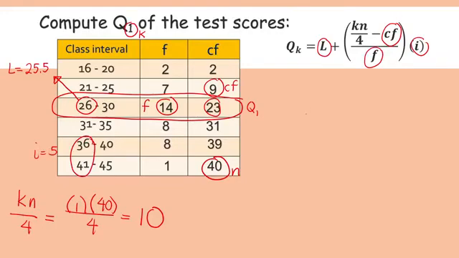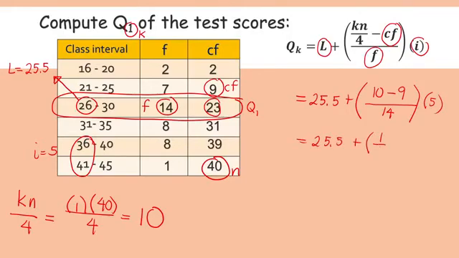So making use of the formula, the lower boundary is 25.5 plus, what is Kn over 4? That is 10 minus the CF, 9, over the F, that's 14, times the I, which is 5. So we have 25.5 plus 1 over 14 times 5. So what's 1 times 5 divided by 14? 0.36.